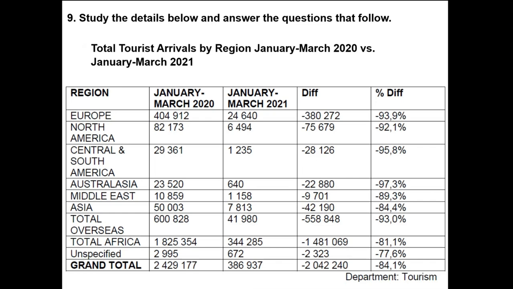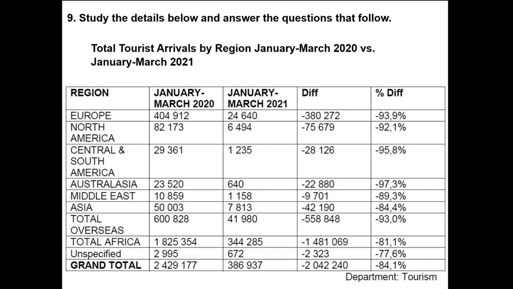So question 9, study the details below and answer the questions that follow. So what we have here is some information or data recovered from the Department of Tourism, recovered early this year, in the first quarter of this year, January to March 2021, and then we have a comparison with January to March 2020, so for the same period, okay? And the first column tells us which region or where in the world we are looking at. So we have various continents listed here: Europe, North America, Central and South America, Australasia, the Middle East, Asia, and total overseas. So it basically means the total overseas tourists and the total in Africa.